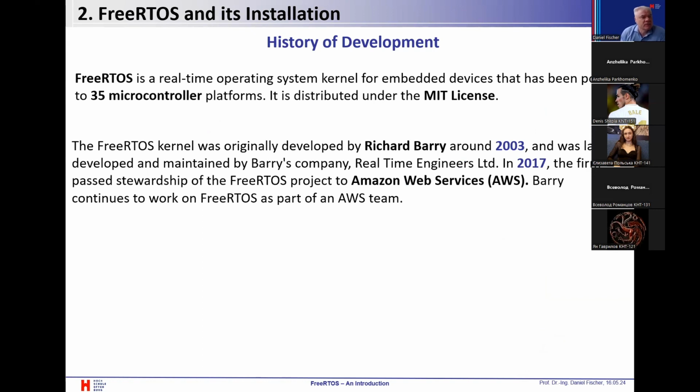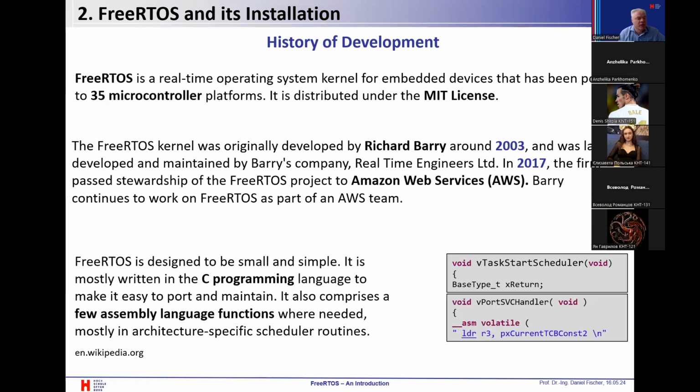FreeRTOS is currently the most used RTOS for deeply embedded systems. It's available for 35 microcontroller platforms. It was developed by Richard Barry around 2003. Now Amazon took it in 2017, but still it's available for free.